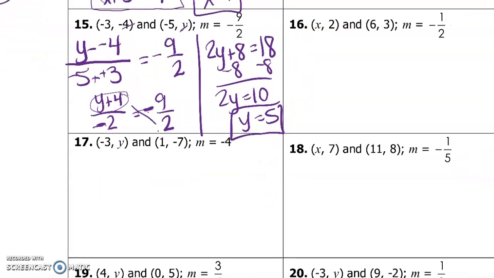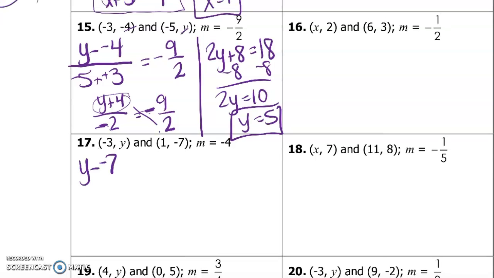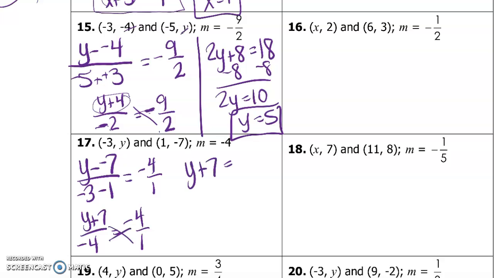y minus negative 7 and then negative 3 minus 1 is equal to negative 4. Or again, if you want to put negative 4 over 1, so it looks like your proportion, you can do that. So y plus 7 over negative 4 equals negative 4 over 1. So when I cross multiply, I just have y plus 7 has to equal 16. So I subtract and get y equals 9.